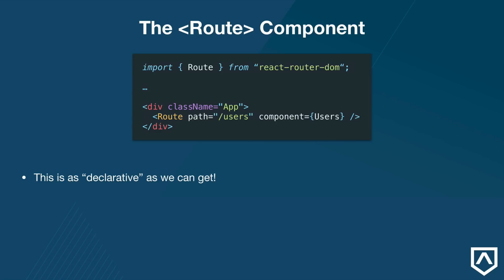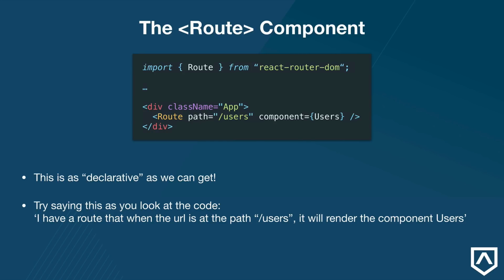So writing routes with React Router DOM is as declarative as we can get within React. What I mean by that is, try saying this sentence as you look at this piece of code: I have a route that, when the URL is at the path /users, will render the component Users. That is basically the definition of declarative. We can declare exactly what we're thinking in code inside our application.